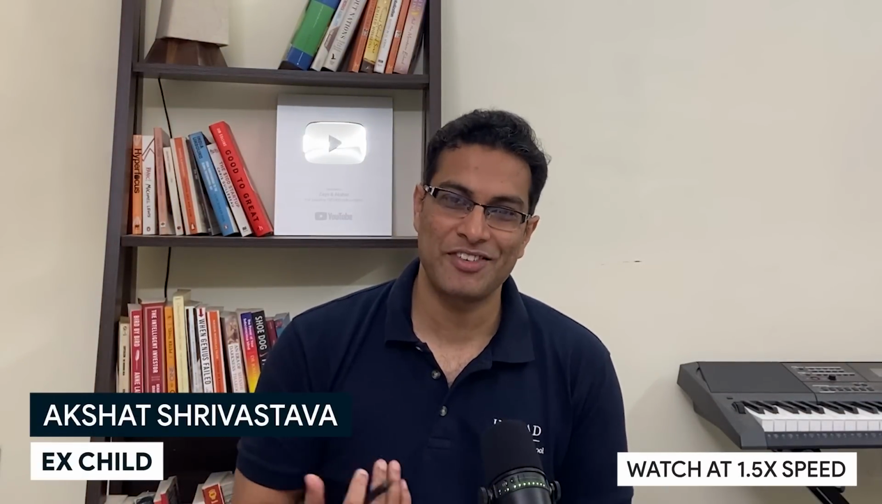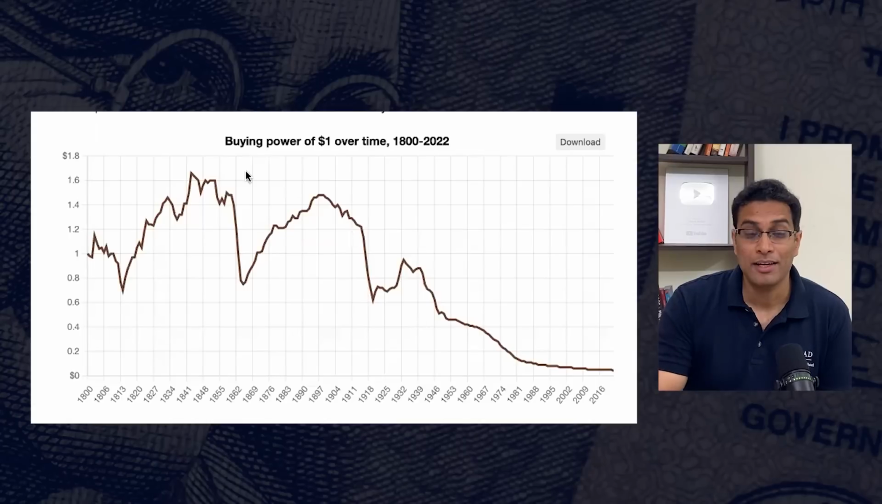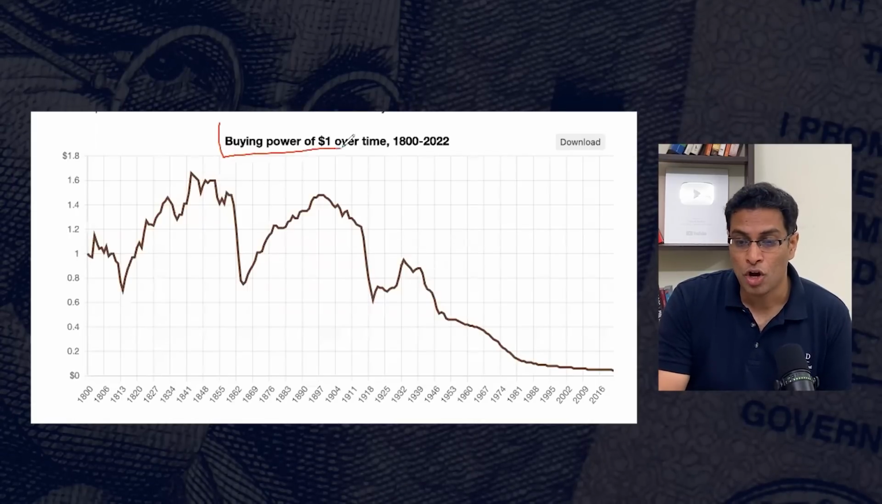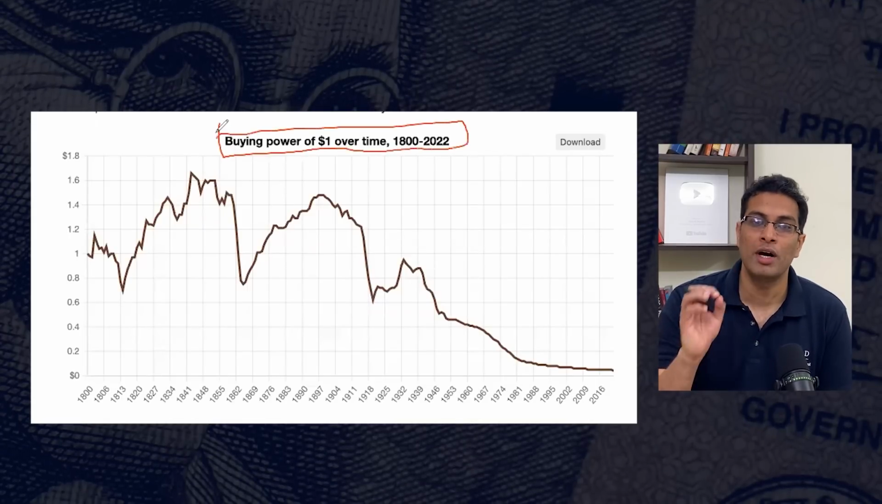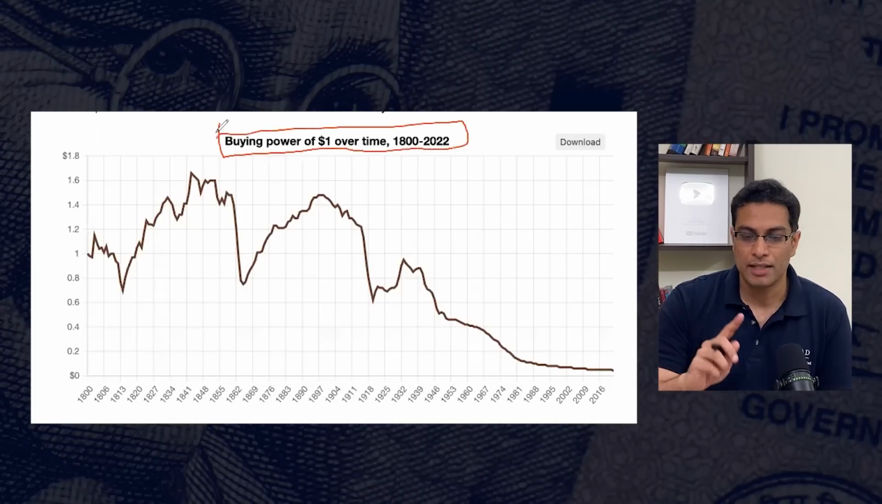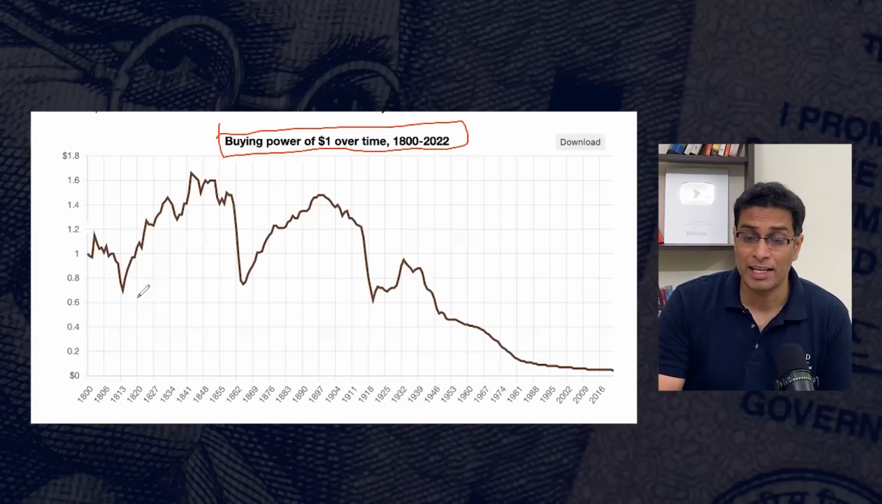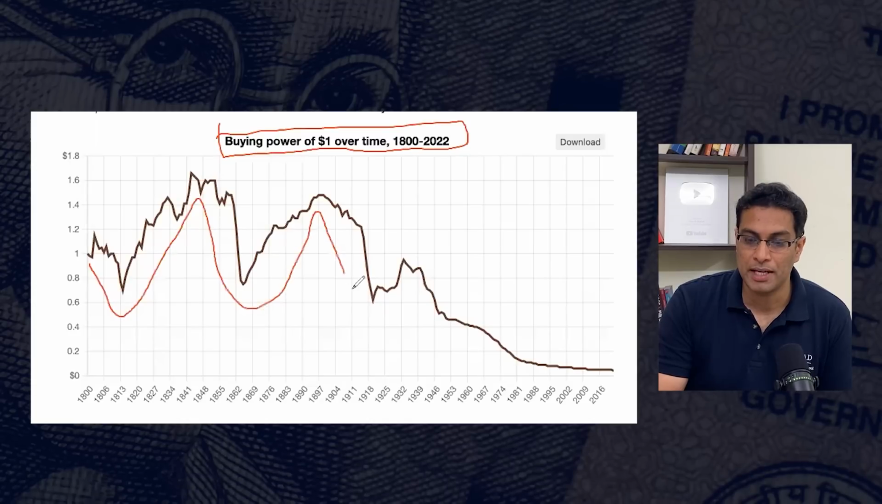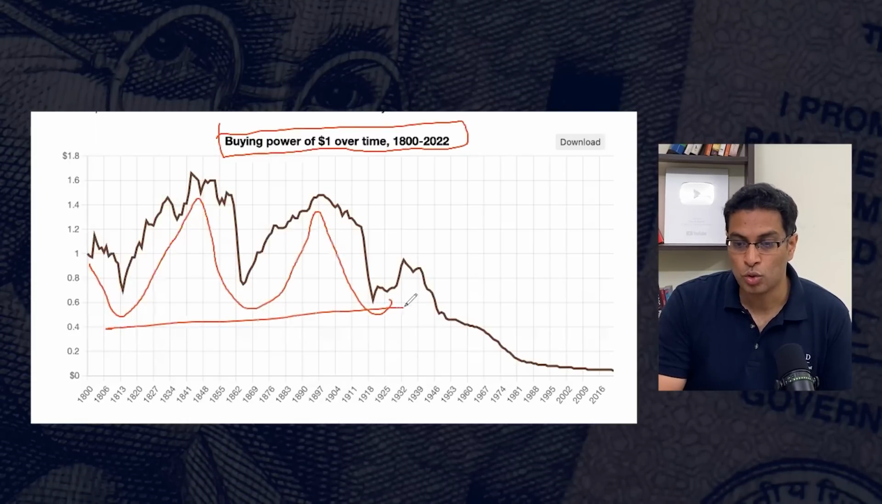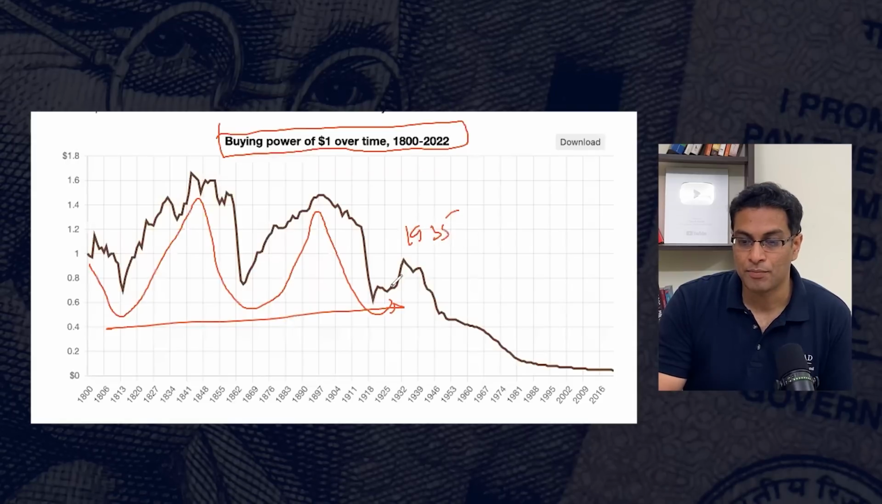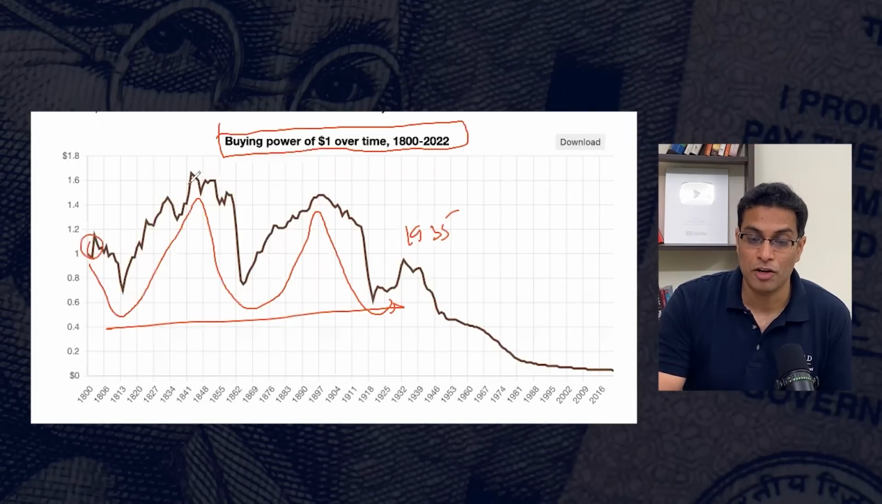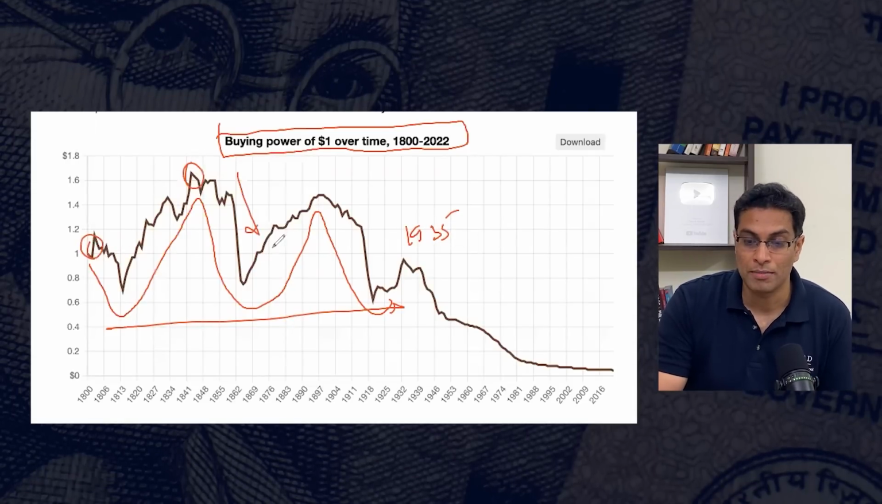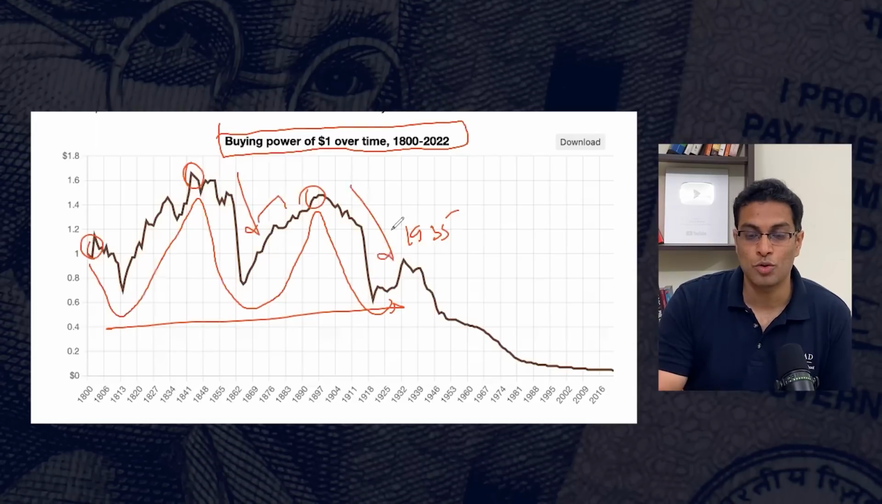Let me start today's video by showing you a very interesting graphic which talks about the buying power of $1 over a 220-year period. There are a few interesting observations and I will take you through it. First and foremost, if you observe the period between the 1800s to mid-1935, you will see that the purchasing power of the dollar used to go up, then come down, then go up, then come down.